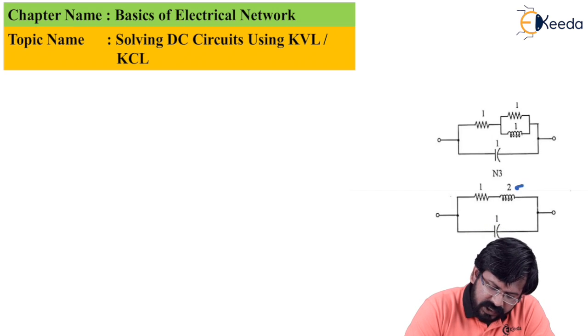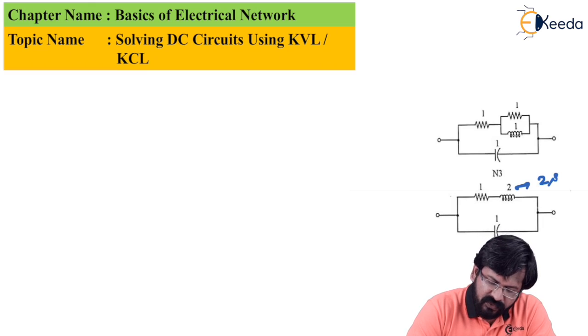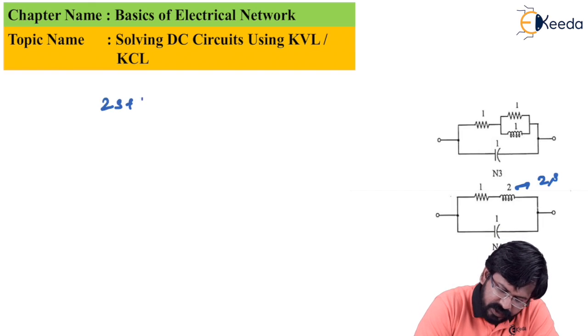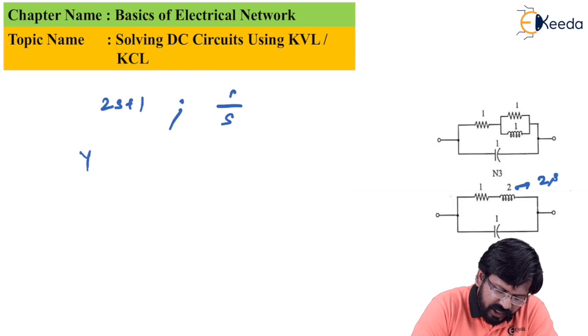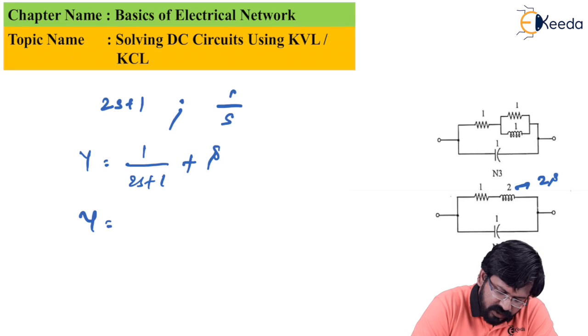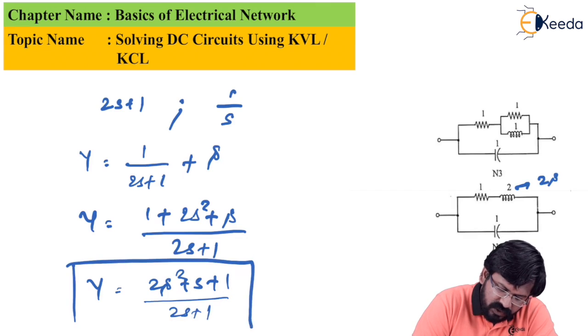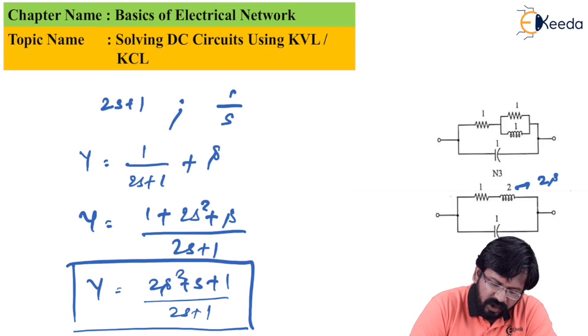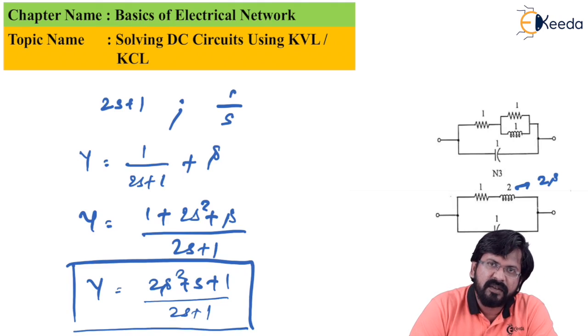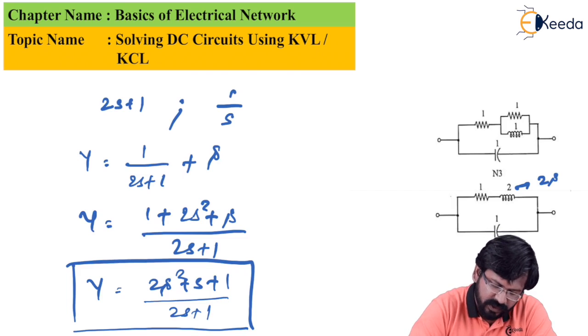Solving for N4 now, as you can see, this 2 Henry should be replaced as 2s. So the impedance for the first branch becomes 2s plus 1 and the impedance for the second branch becomes simply 1 by s. We are calculating Y, so it will be 1 upon 2s plus 1 plus s. So now Y becomes 1 plus 2s square plus s whole divided by 2s plus 1. Finally, I can write Y as 2s square plus s plus 1 whole divided by 2s plus 1. So we shall now record this Y equivalent value for N4, which is 2s square plus s plus 1 divided by 2s plus 1.